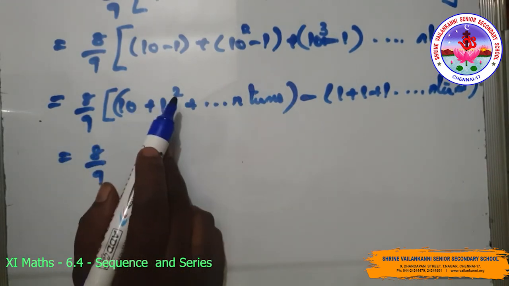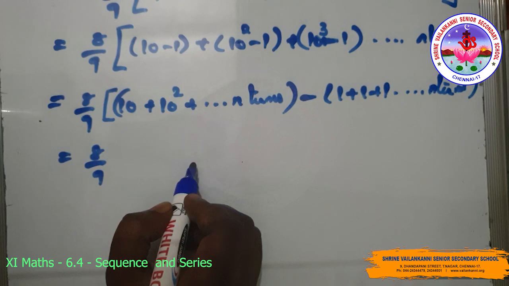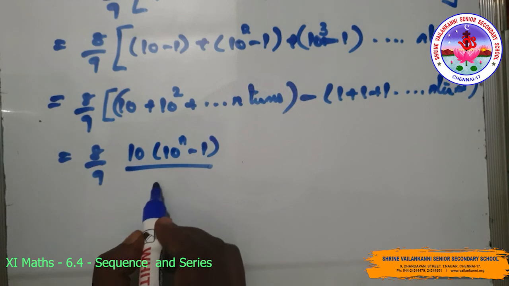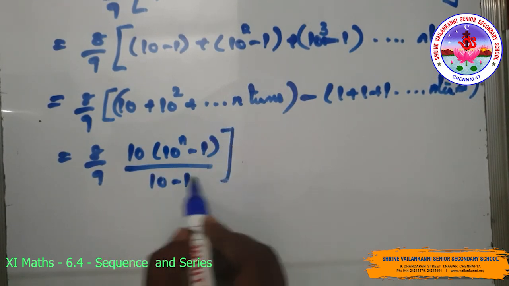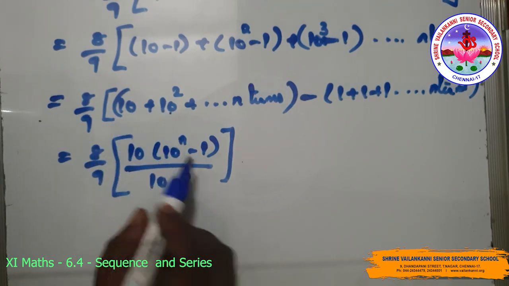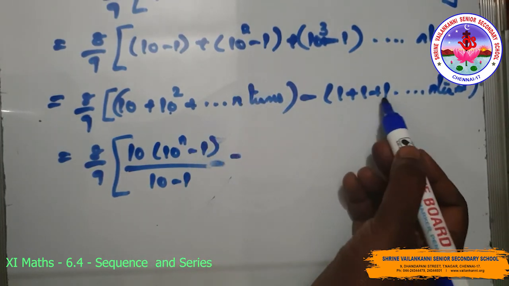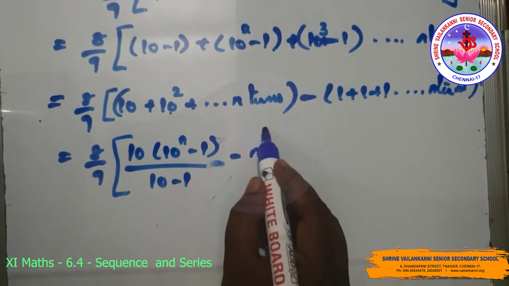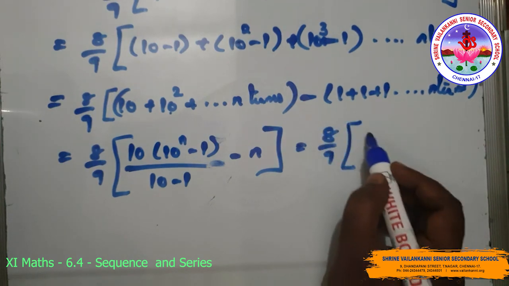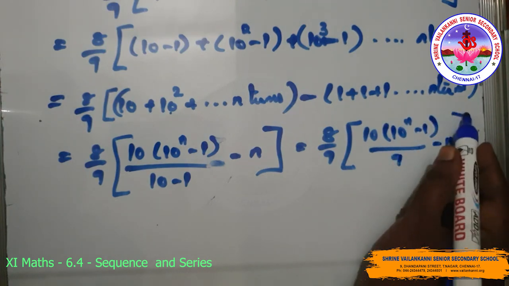Here we can use the Sn formula, A into r power n minus 1 by r minus 1. So 10 into 10 power n minus 1 whole by 10 minus 1. The first term A is 10 and the ratio r is equal to 10 square by 10, which is also 10. So minus 1 plus 1 plus 1 etc. n terms, so minus n, which is equal to 8 by 9, 10 into 10 power n minus 1 by 9 minus n.